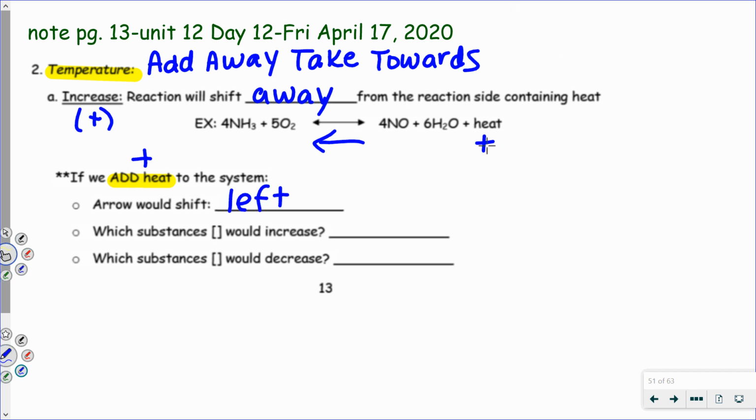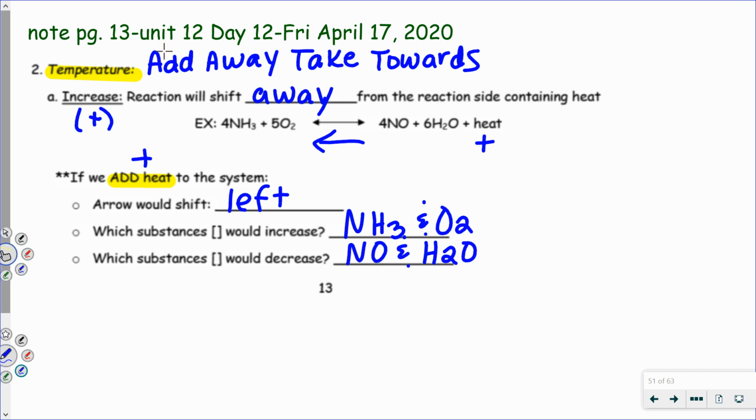And how I can read that now is that NO and H2O are being used up to generate more of NH3 and O2. And remember, the arrow you draw points at the substances that now increase in concentration. So which substances' concentration would increase? That would be the NH3 and the O2. Which concentrations would decrease? That would be the substances the arrow is not pointing at, the NO and the H2O. Because remember, when I shift to the left, I'm using up more product to create more of that reactant.